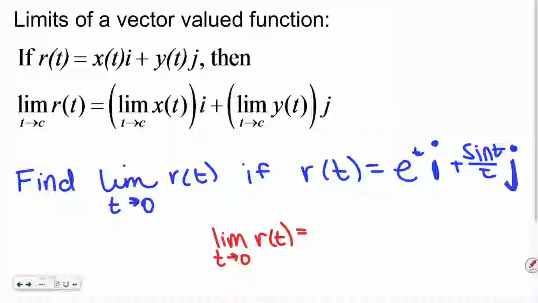Okay, so as we approach 0, e to the t goes to 1. As we approach 0, sine of t over t is 0 over 0, so it's cosine of t over 1, which is 1. Do you remember that this is one of your special limits? But good news, if you don't remember that, you can use L'Hopital's rule to get cosine of t over 1 to still evaluate to be 1.